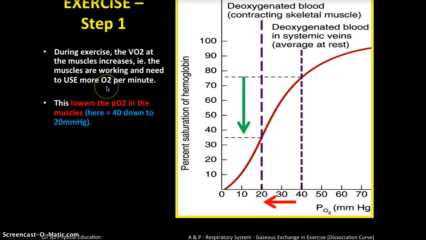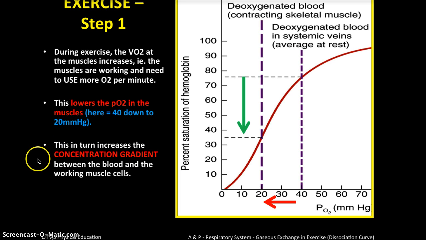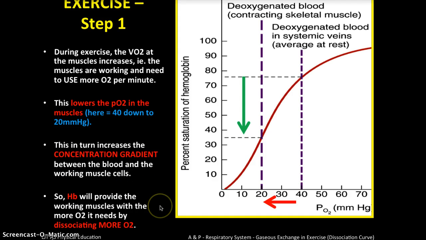Therefore, there's a lower partial pressure of oxygen. From here, 40 is resting and 20 is exercising muscles. This in turn increases the concentration gradient. So we've got high, 100, 105 millimeters of mercury in the capillaries, and we've got maybe 20 now in the muscle cells. And that means that more oxygen will dissociate from hemoglobin and diffuse into the muscle cells.